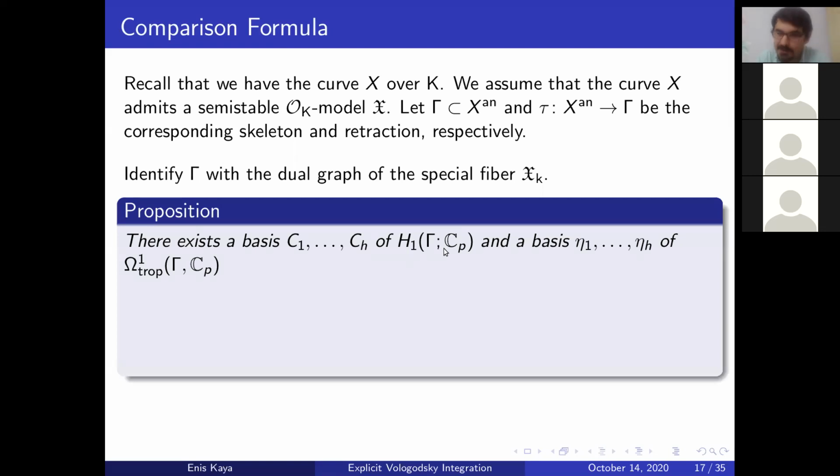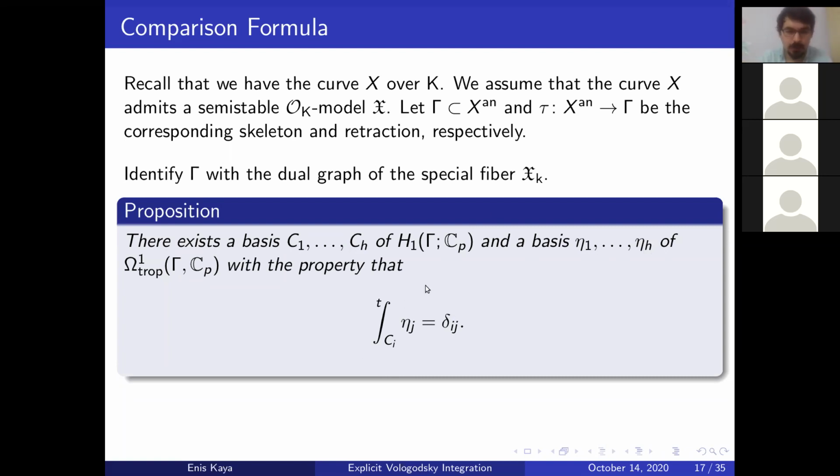Okay, this is a cycle space with coefficients in C_p. And here we have tropical one-forms with coefficients in C_p. These are both C_p vector spaces, and it turns out that they have the same dimensions over C_p. And moreover, there exists a basis C1, dot dot dot, Ch and eta 1, dot dot dot, eta h, so that the tropical integral of eta j along Ci is just a Kronecker delta. So it's a kind of dual basis.